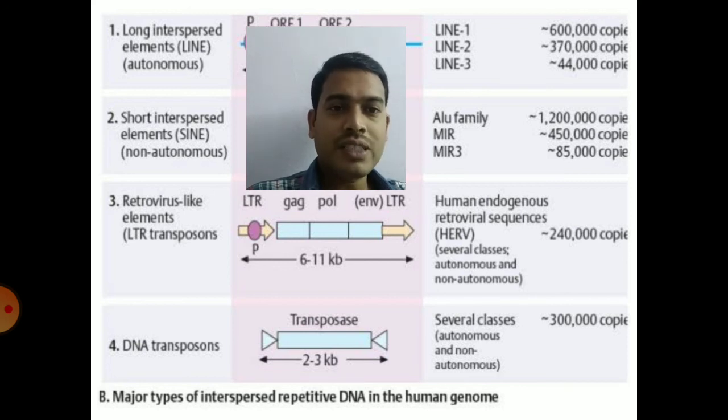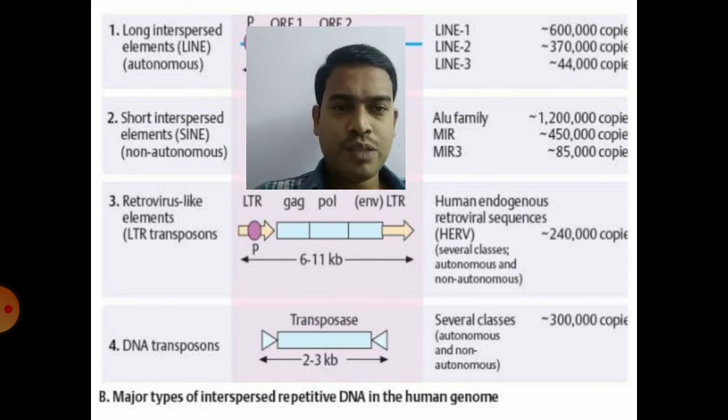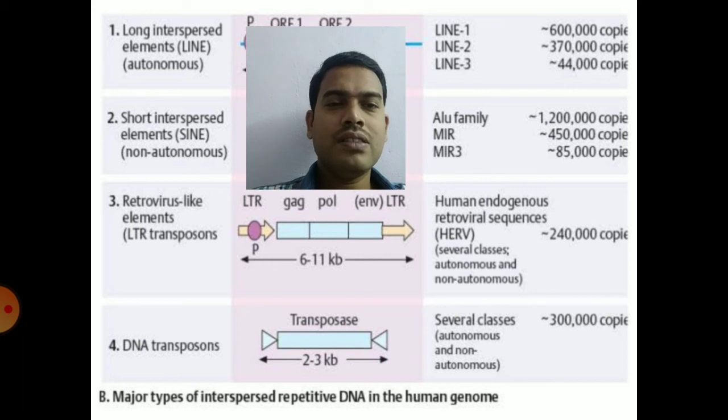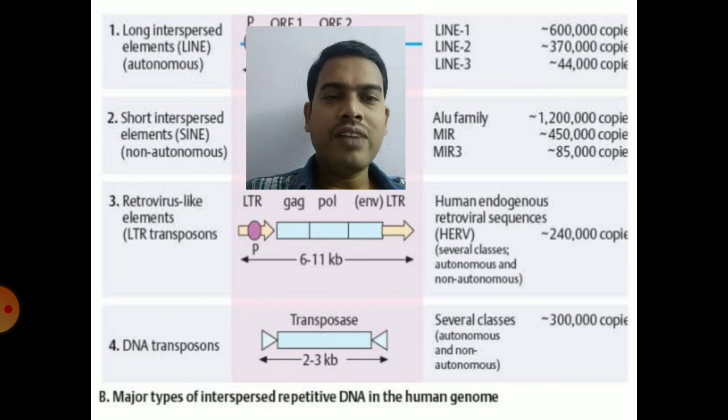So these are interspersed regions: SINEs, LINEs, long terminal repeats, and transposons. Transposons are also called jumping genes. They will move from one chromosome to another chromosome. Barbara McClintock identified these transposons in wheat and maize.